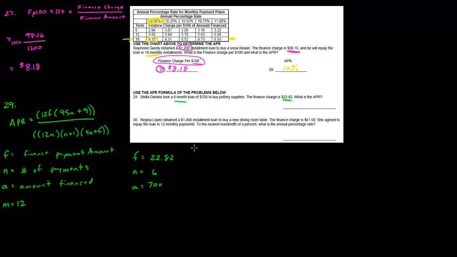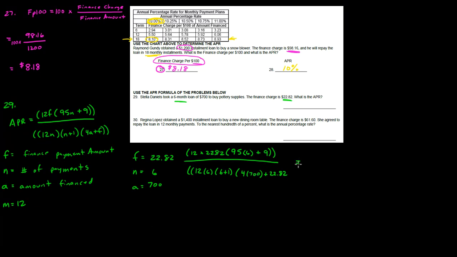So it will be 12 times 22.82, times 95 times 6 plus 9, all over 12 times 6, times 6 plus 1, times 4 times 700 plus F, which is 22.82.